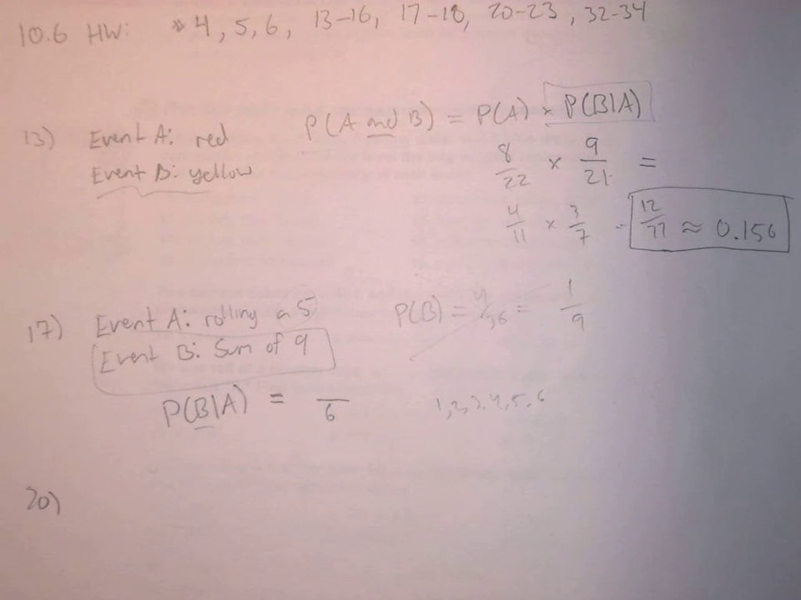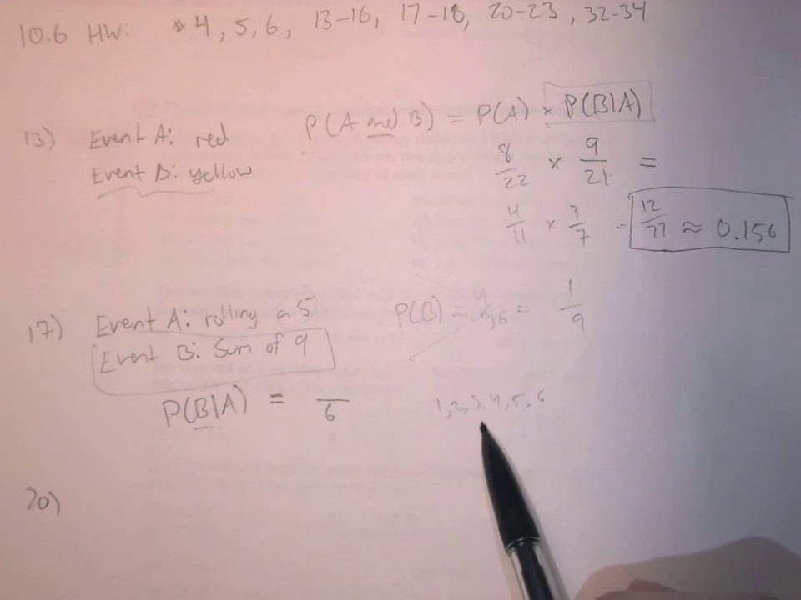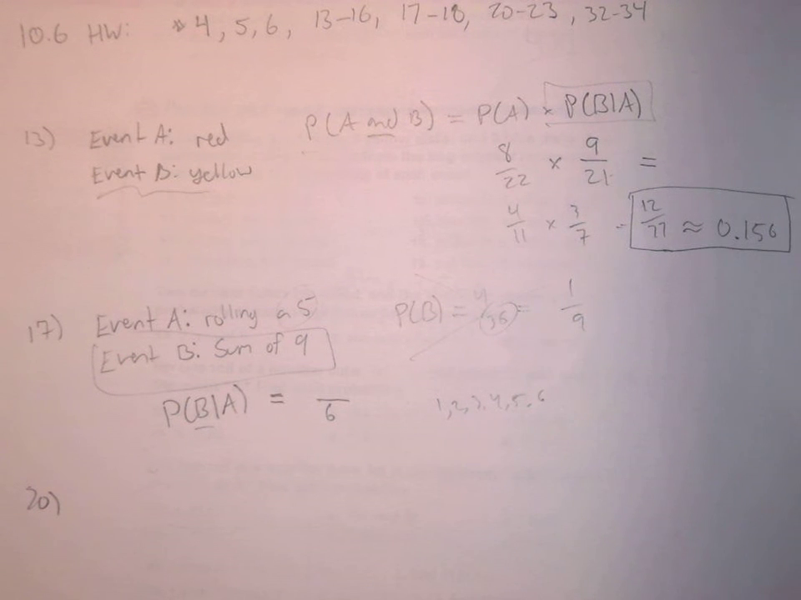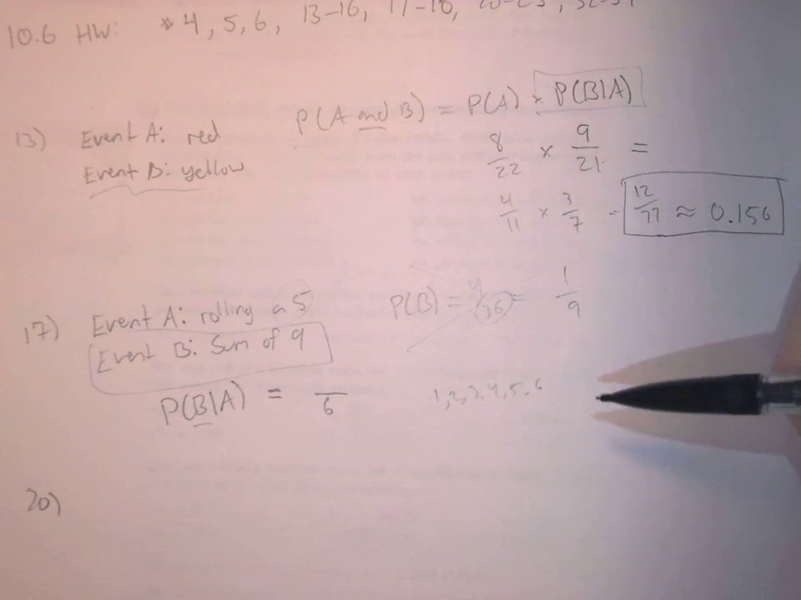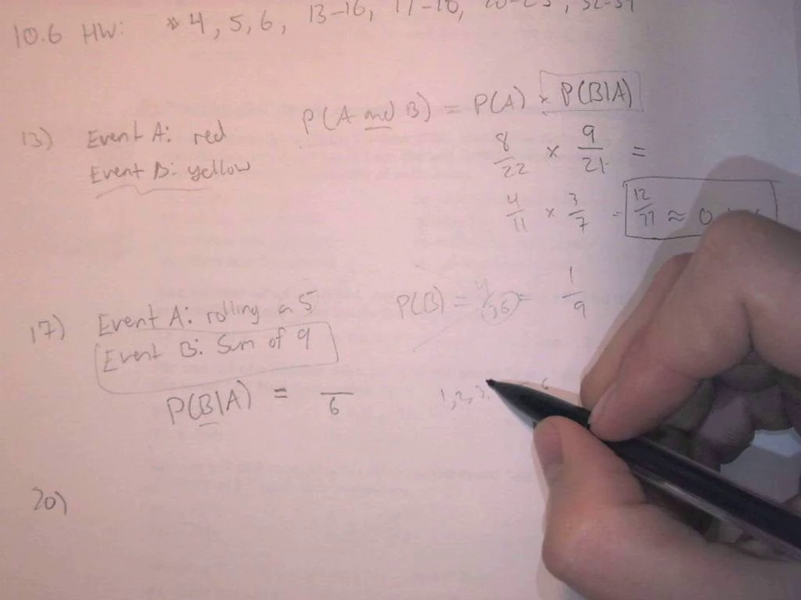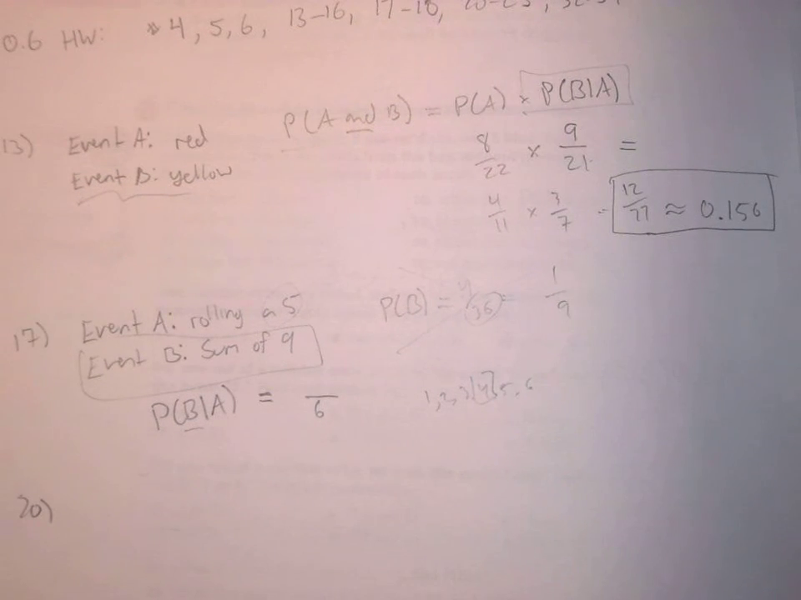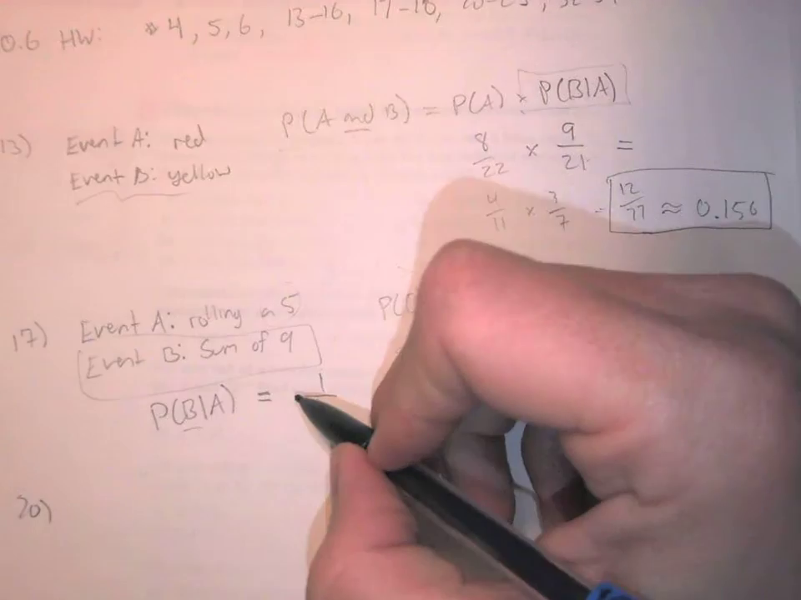Okay, so the sample space hasn't really changed here for the second event, but the outcomes will kind of change. I guess the sample space did kind of change because it was 36 to begin with. But how many ways are there to get a sum of 9 if the first one's already a 5? There's only one. There's only one number that will add there. So this is just 1 over 6.